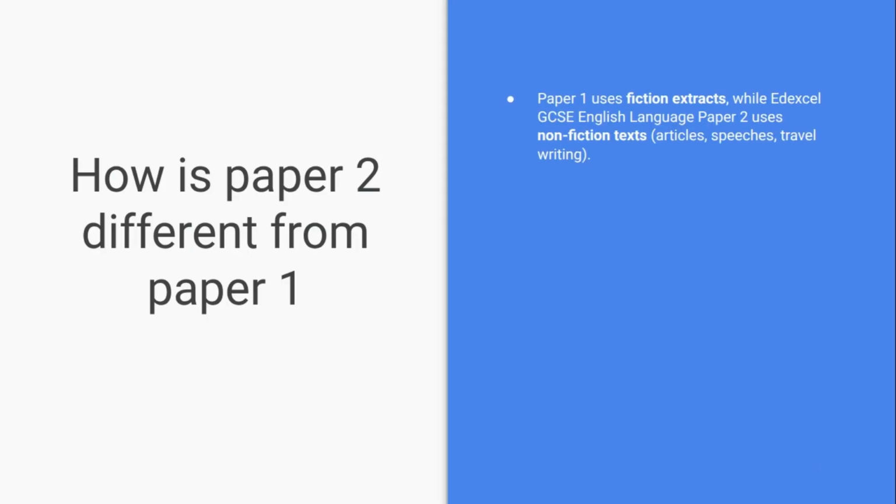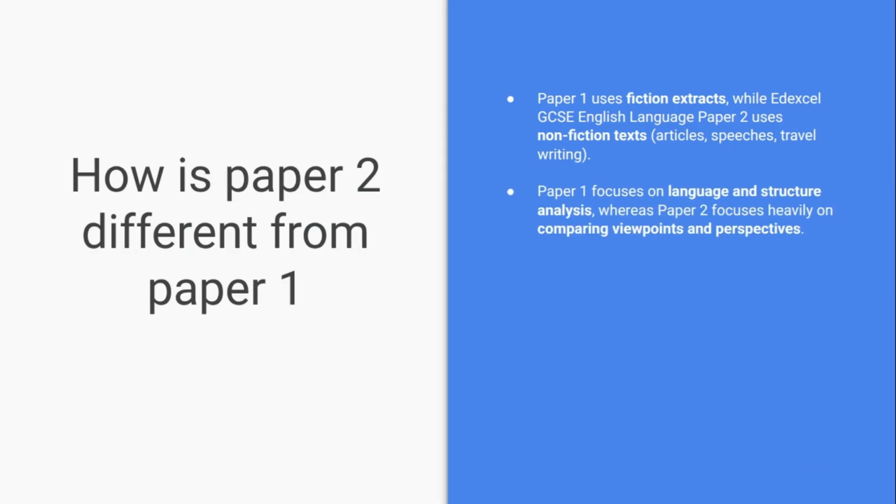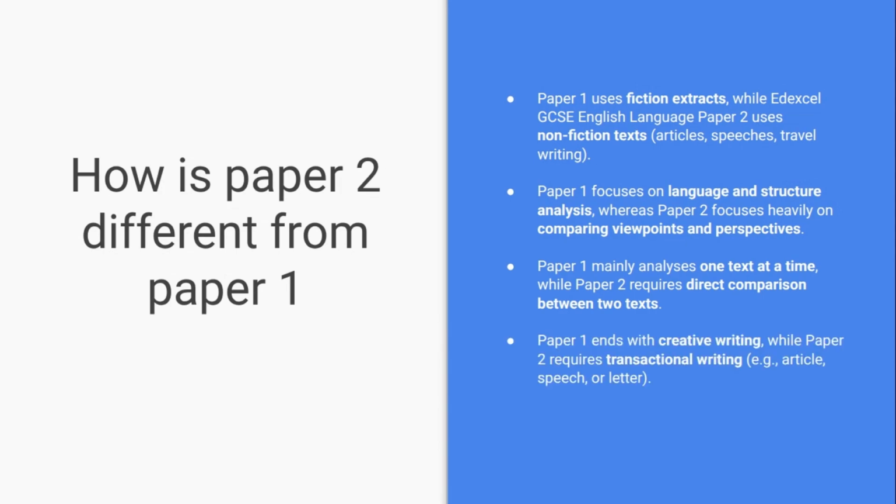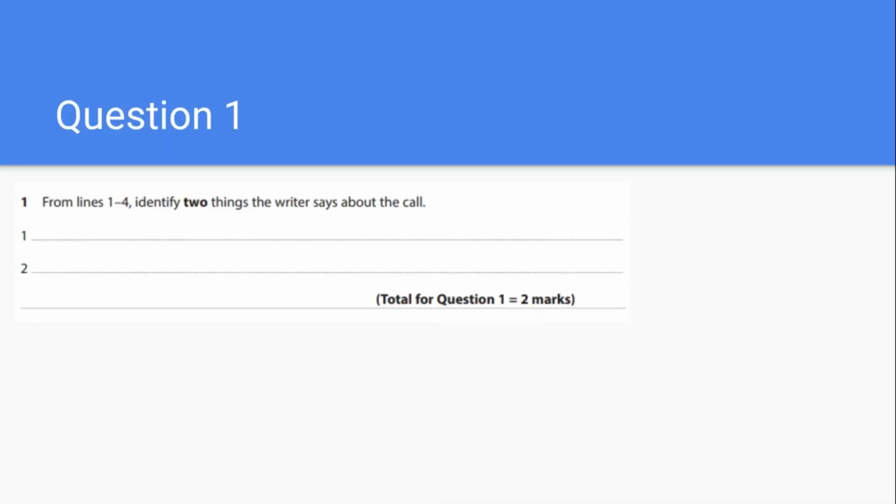Paper 1 uses fiction extracts, while Paper 2 uses non-fiction texts. So this could be articles, speeches, travel writing. It focuses on language and structure analysis, but Paper 2 focuses heavily on comparing viewpoints and perspectives. Paper 1 mainly analyses one text at a time, but Paper 2 requires direct comparison between two texts. Paper 1 has creative writing and Paper 2 requires transactional writing. We'll talk about that at the end.